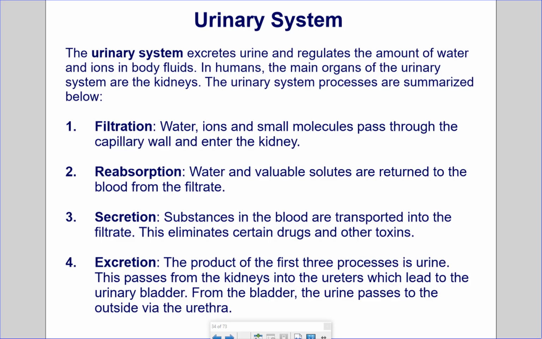And excretion. The product of the first three processes is urine. This passes from the kidneys into the ureters, which lead to the urinary bladder. From the bladder, the urine passes to the outside via the urethra.